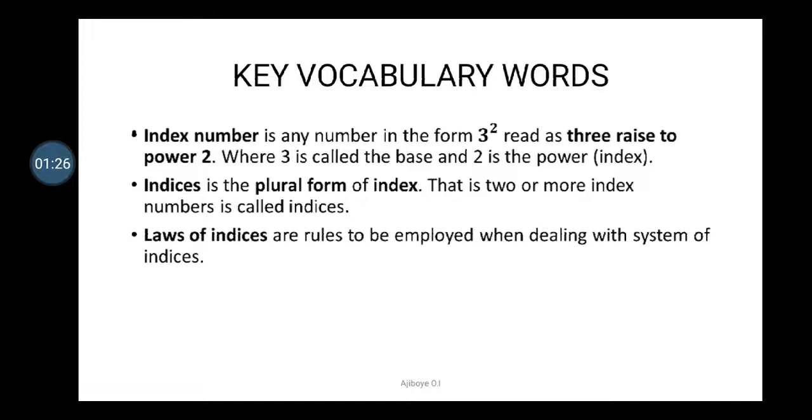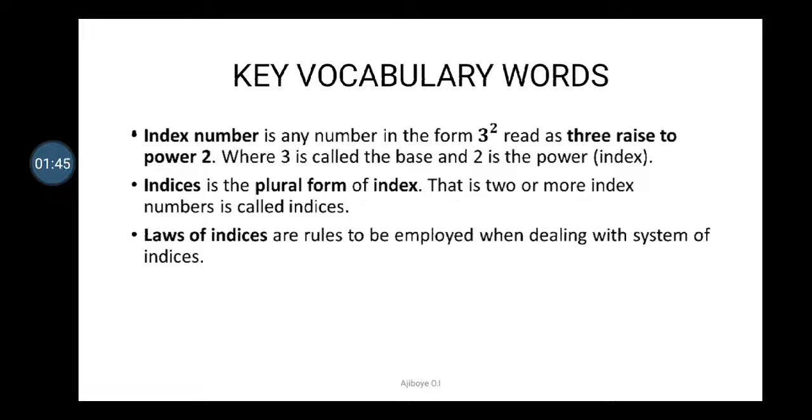Indices is the plural form of index. So if you have 2 or more index, you pronounce it as indices. So that is, two or more index numbers is called system of indices.